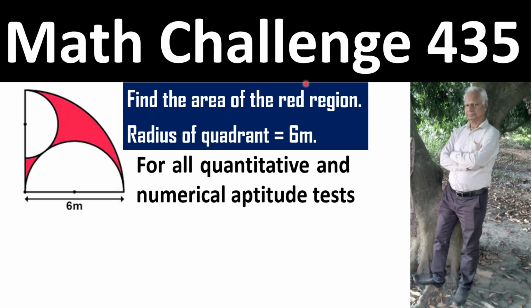In Math Challenge 435, we are given a figure, two semicircles inside a quadrant. The entire figure is a quadrant and you have two semicircles of unequal size. Now we have to find the area of the red region. The area of the red shaded region, where the radius of the quadrant is 6 meters.